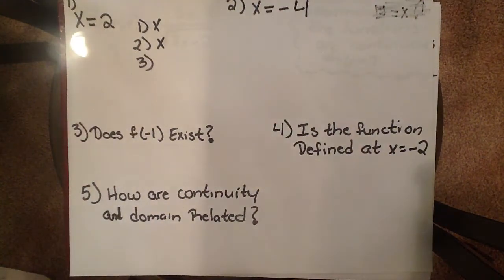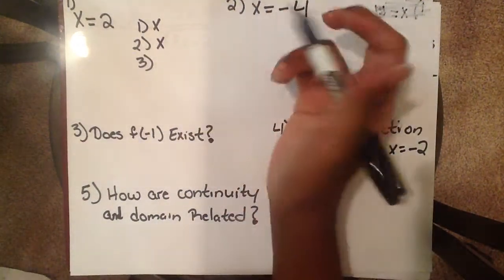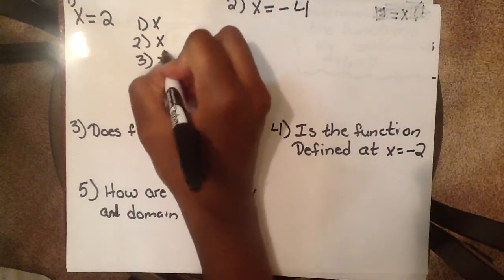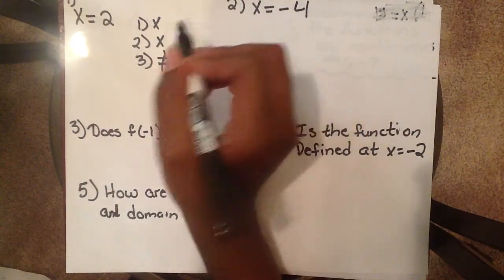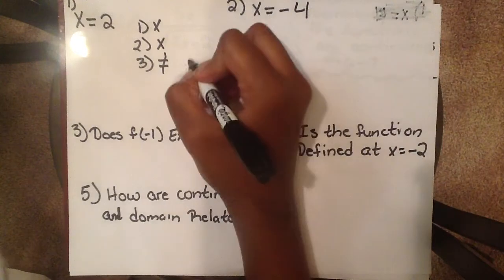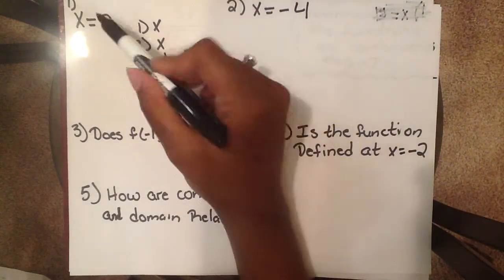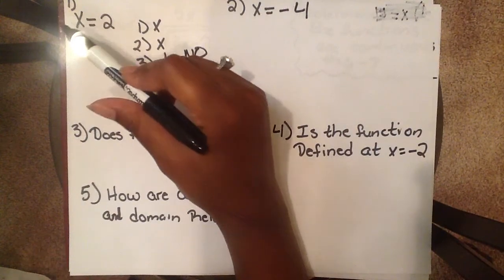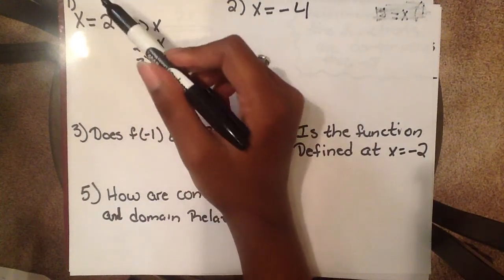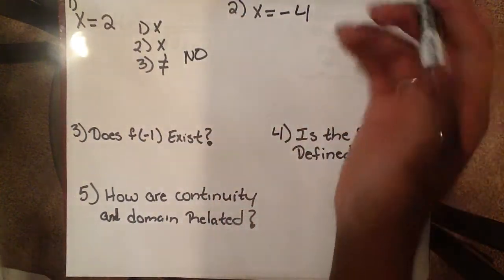Number 3 asks, does number 1 and number 2 equal each other, and they do not. F of 2 does not equal the limit of f of x as x approaches 2 because there was no value, so no. The point is not continuous at x equals 2.